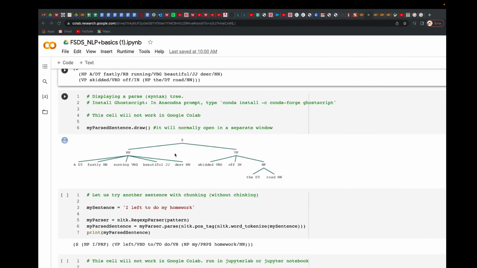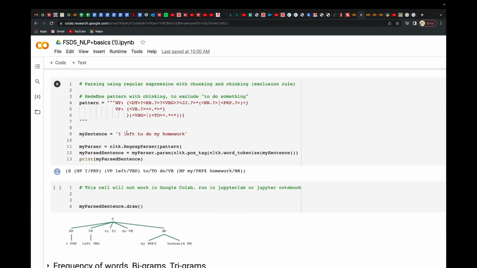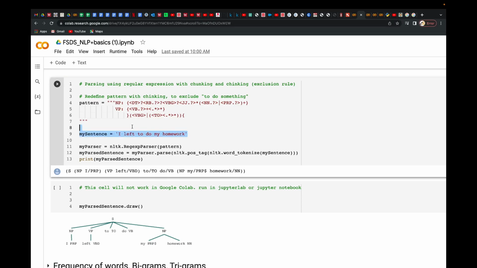So if you come over here, we did some sort of chinking. The entire sentence is this: I left to do my homework. Now what we are trying to do is to chink out the "to do". That "to do" something, we want to chink it out.